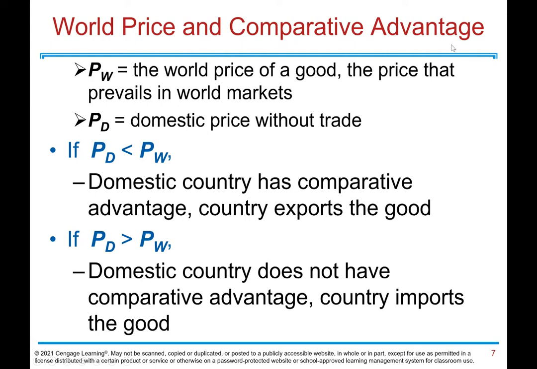World price and comparative advantage. PW is the world price of a good, the price that prevails in the world market. PD is the domestic price without trade. If PD is less than PW, the domestic country has a comparative advantage, and the country should export the good. If PD is greater than PW, the domestic country does not have a comparative advantage, and the country should import the good.